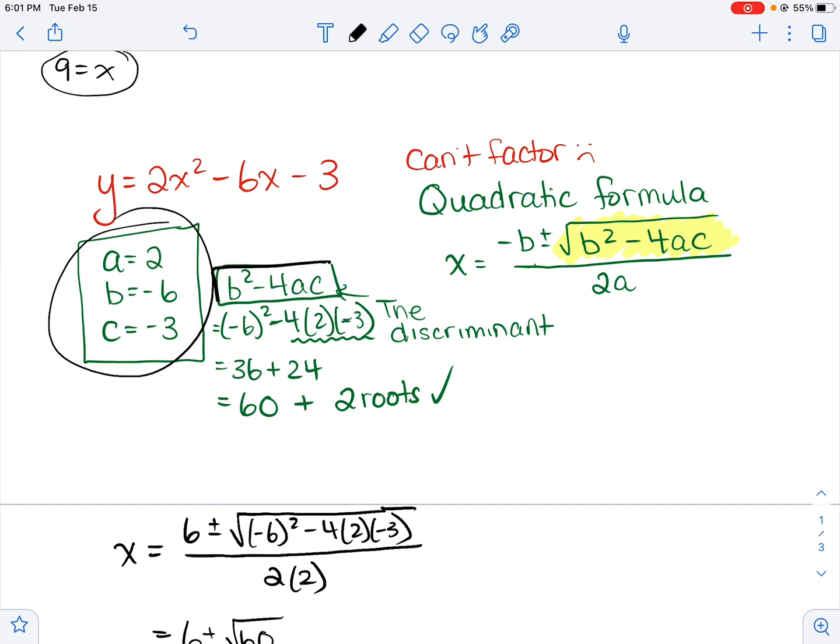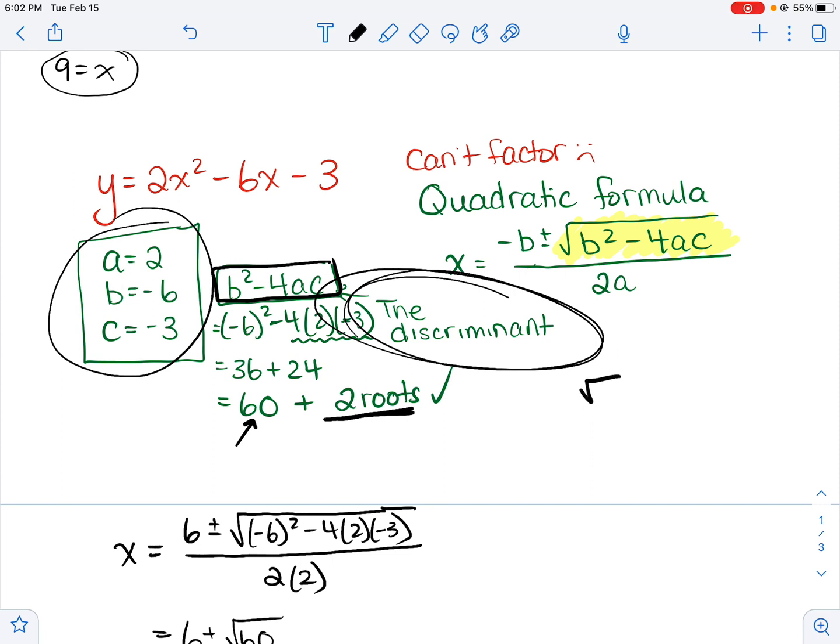And the discriminant's really handy for being able to tell if something has 1 root, 2 roots, or no roots. Just a little reminder, if you get a positive value, you're going to have 2 roots. If the discriminant is 0, you're going to have 1 root, which makes sense, right? Because this plus or minus guy is the thing that gives you 2 roots. So if you're adding or minusing 0, you're going to get the same answer.